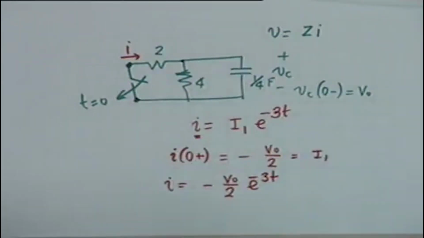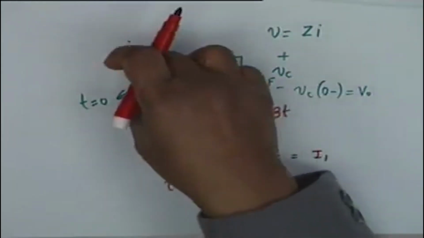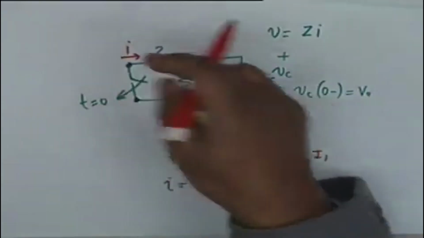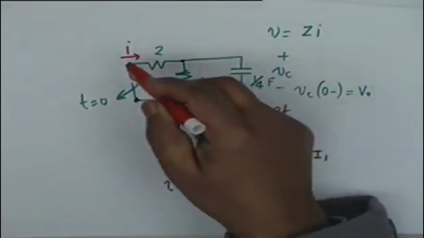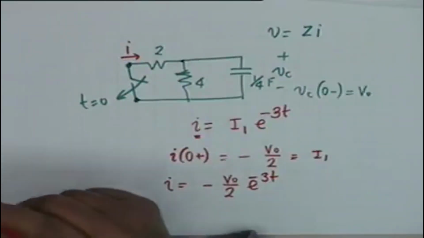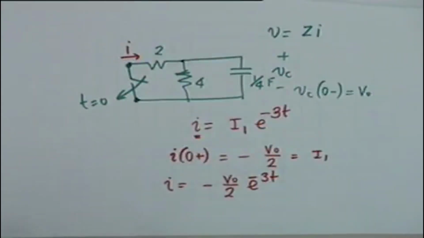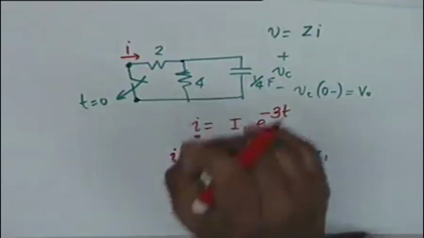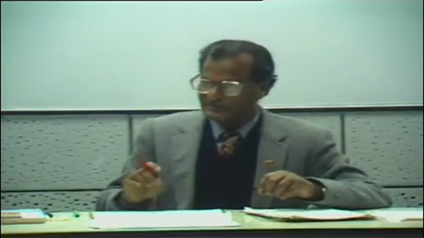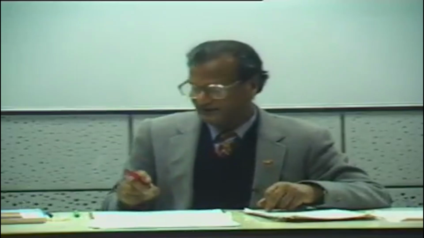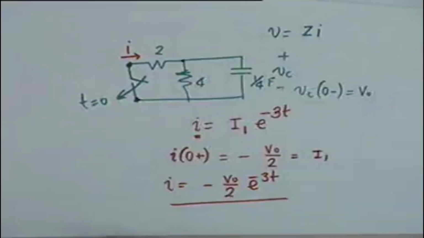I have simply found out the zeros of the impedance between these 2 points, and then I have shorted the 2 points and found out the current through this. I am convinced that e to the minus 3t shall occur in the natural current response. We will come to voltage a little later. Therefore this must be the total solution.